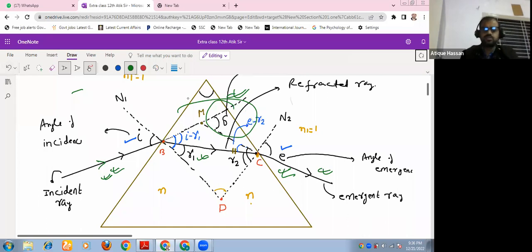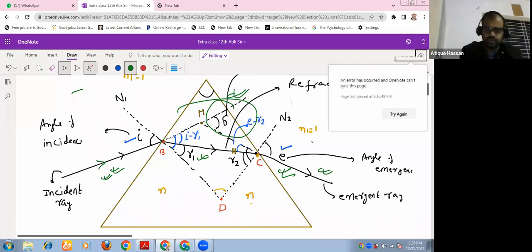So that is known as the angle of deviation. That is the angle between the direction of the incident light and the direction of the emergent light. And that becomes very important to calculate in the case of a prism.